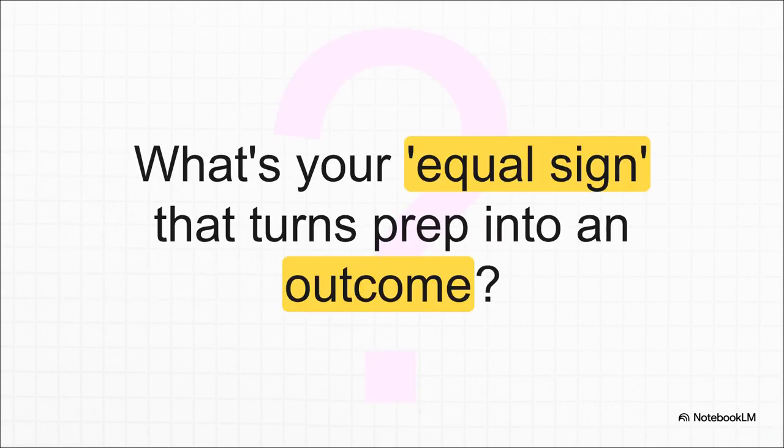So I'll leave you with a question to chew on. In math, we know the equal sign is what turns all that potential and preparation into an actual result. So think about your own life for a second. Your job, your hobbies, your projects. What's your equal sign? What's that one single action or decision that takes all your prep work and finally turns it into a declared outcome? Kind of cool to think about, right?